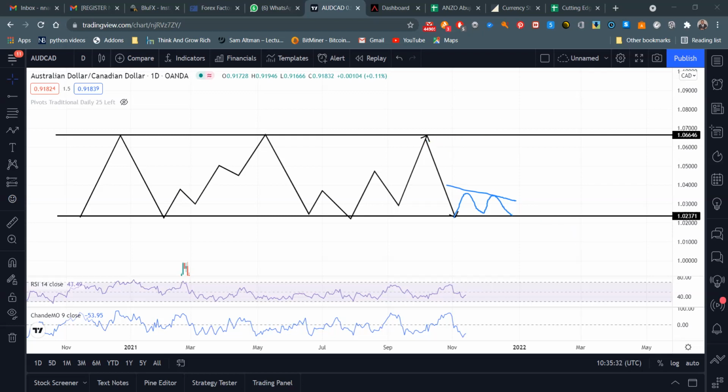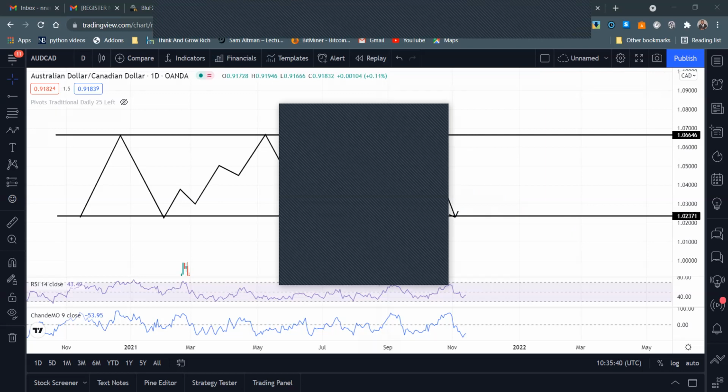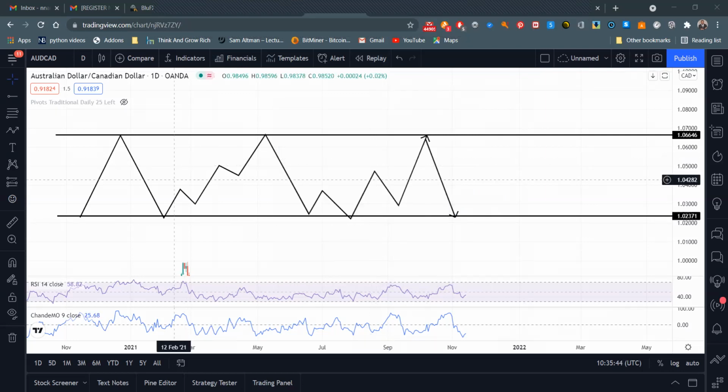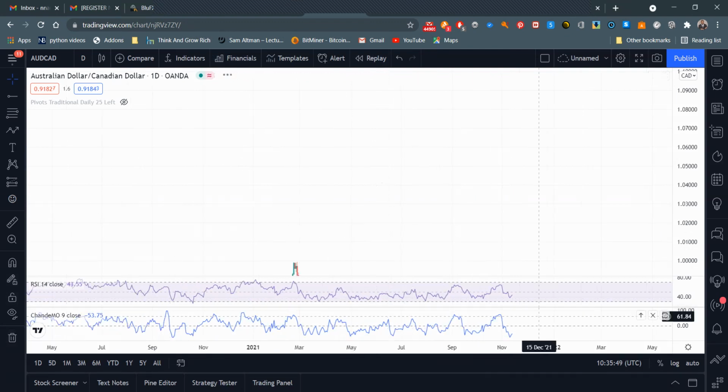Okay, now let's go and see some examples. Let's see if we can spot some examples on our chart. So far, I just have one person say they understand and it's clear. I hope everybody also understands. Now let's look at our chart.